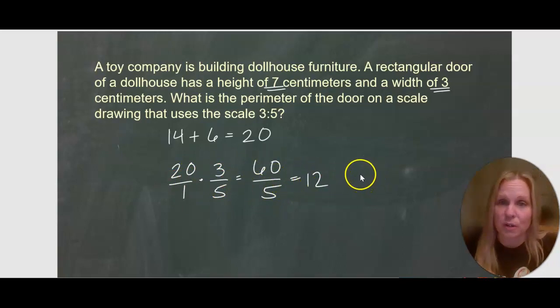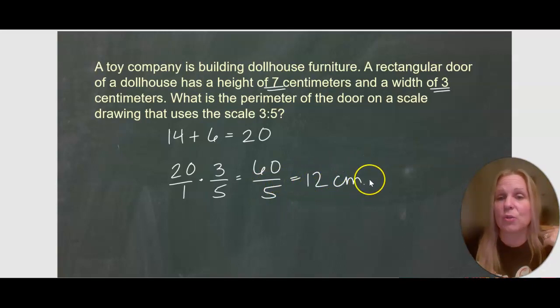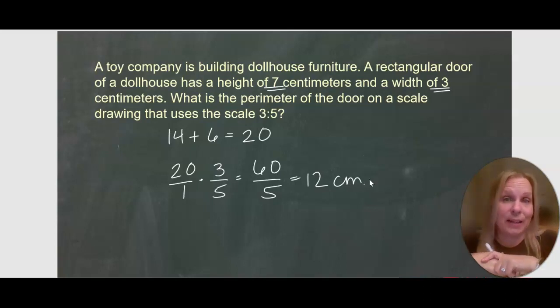So a lot shorter. The reason why I didn't show you this method initially is because this only works if it's perimeter. If they're asking you to find area, then you have to multiply the dimensions first. Scale the dimensions first, and then find the area. Okay, this method doesn't work for area. It only works for perimeter and length.